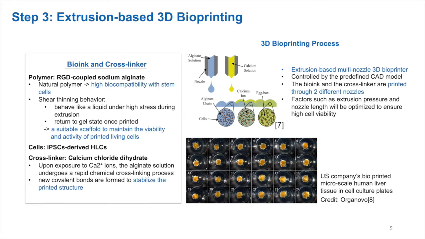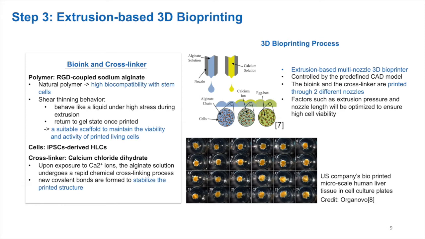RGD-coupled sodium alginate is selected as the biomaterial for this design due to its high biocompatibility with stem cells. The shear thinning behavior of alginate and its properties of non-immunogenicity, low toxicity, and hydrophilicity make it a suitable scaffold that helps to maintain the viability and activity of printed living cells. To further stabilize the printed structure, calcium chloride dihydrate is used as the cross-linking agent.